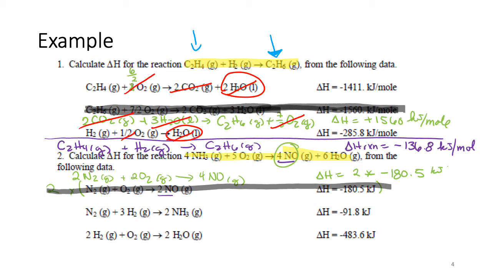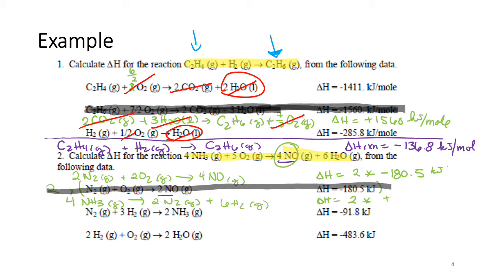So I do that. I rewrite again, and I have 4 NH3 in the gas phase goes to 2 N2 gas plus 6 H2 gas. So I multiply by 2. So my delta H is going to be multiplied by 2. But I also flipped the sign.